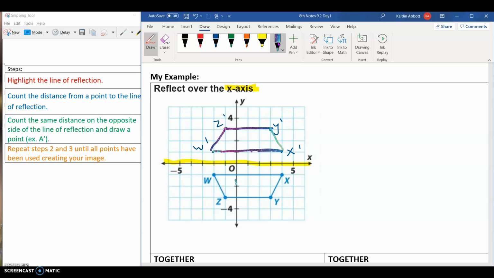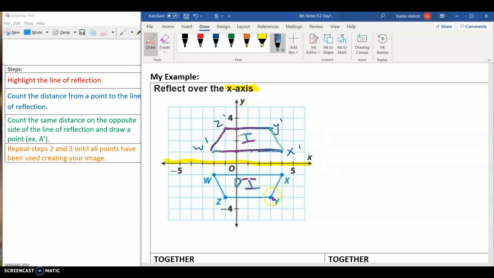And let's get in a habit. This was the pre-image. This is the image. You should notice my shape should look identical. These shapes are exactly the same. However, it should look flipped. It is the mirror image on the other side.